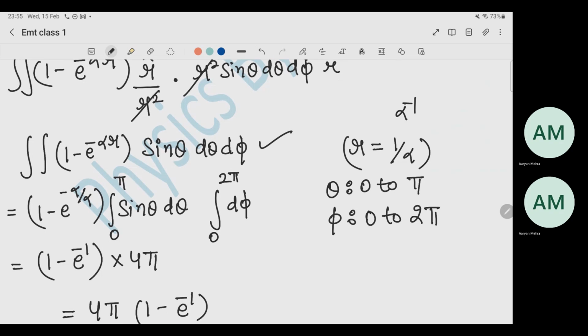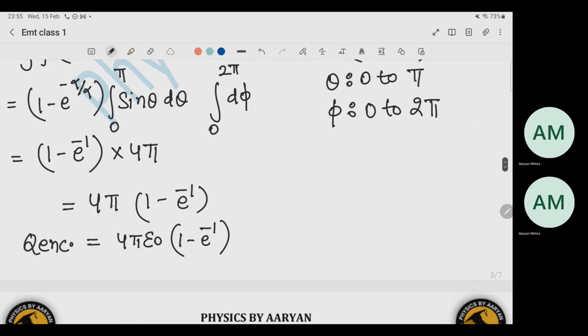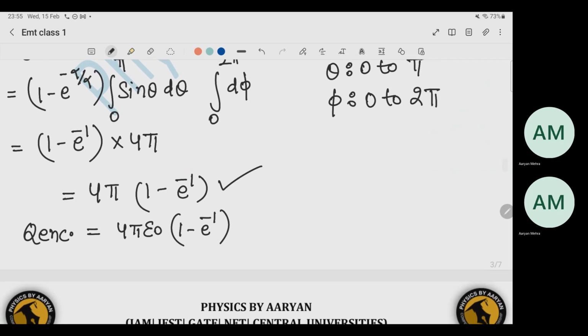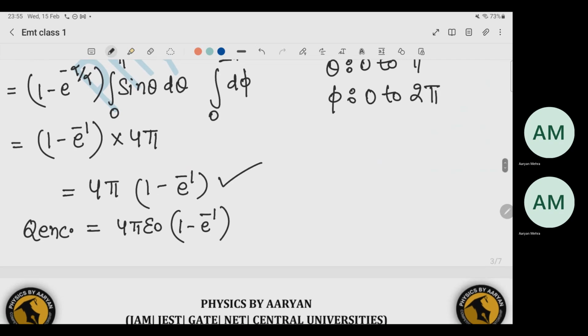I am doing this very simple integration, and I will get this value, 4 pi times (1 minus e raised to minus 1). Similarly, if I want to find the charge enclosed, I will just multiply epsilon naught with this and I will get the charge enclosed. Very simple question. The only thing that you should know in this is how to write the area element in the spherical coordinate system. If you don't know that, watch the video. Okay, now let's move on.